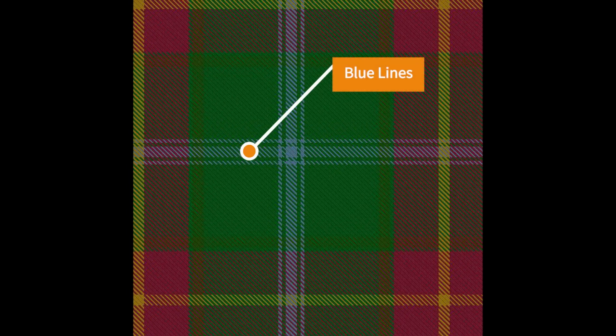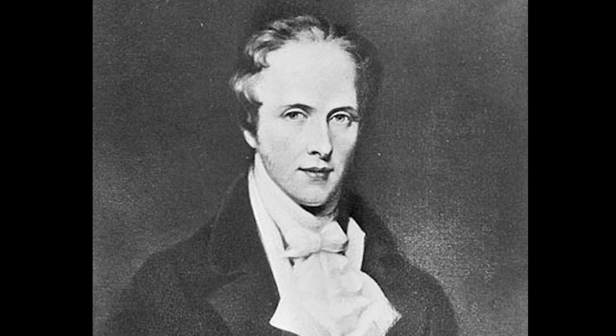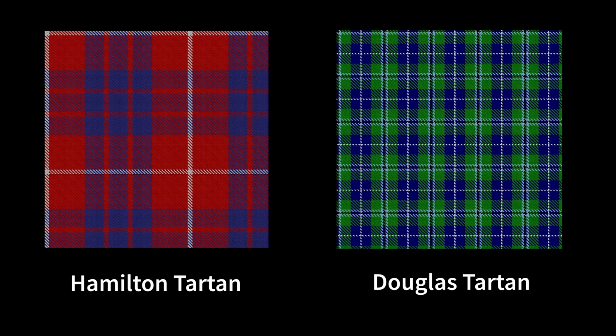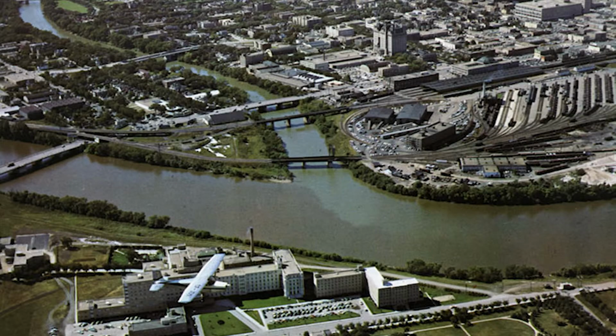The three blue lines symbolize the Hamilton family heritage of Thomas Douglas, 5th Earl of Selkirk and founder of the Red River settlement. Rankine also references the Hamilton and Douglas tartans because Lord Selkirk was descended from both families. The intersections of the lines represent the joining of the Red and Assiniboine rivers.